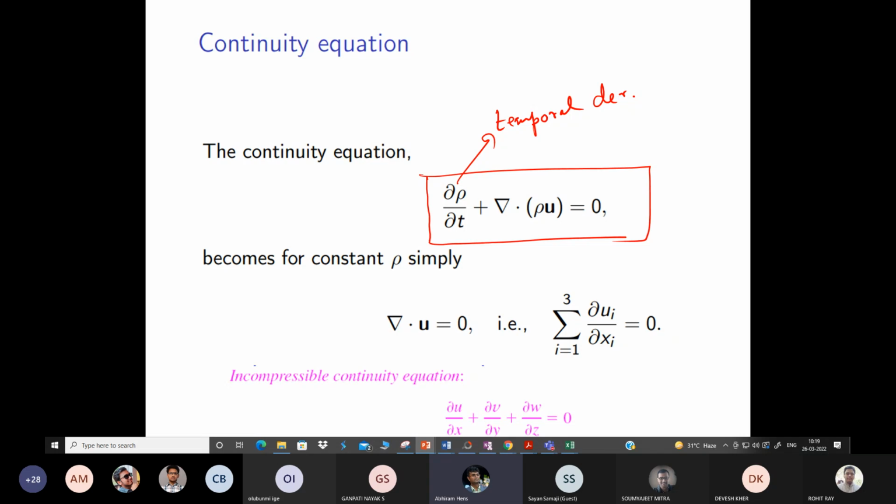Now, if anything is in steady state, let's say there is a pipe flow. Again, I am drawing a pipe, and the flow is entering and exiting, and it is in steady state. Steady state means with respect to time, there is no change in the flow pattern. Okay, so in that case, this part will be 0. So only this del dot rho u will exist. Okay, so this actually means del x of rho u plus del y of rho v plus del z of rho w. Sorry.